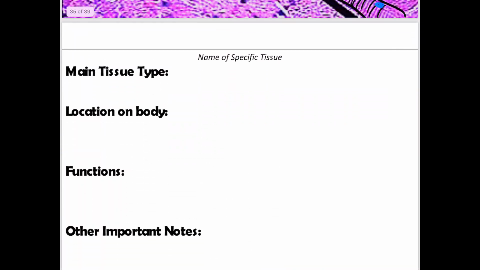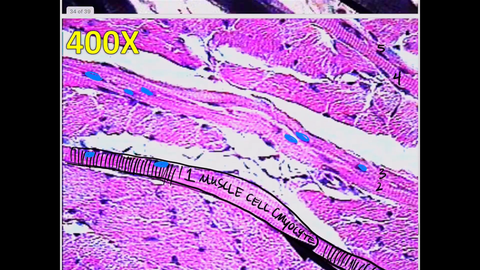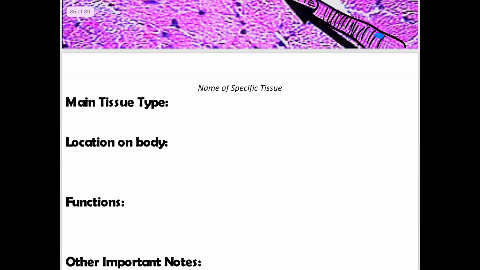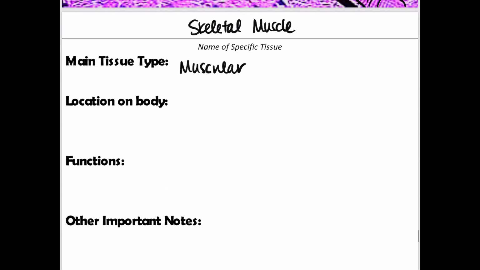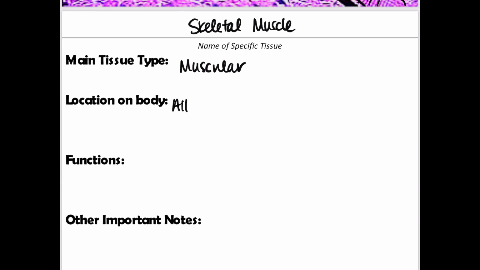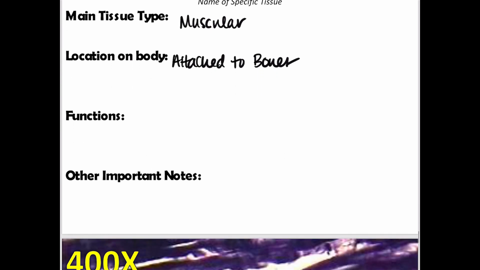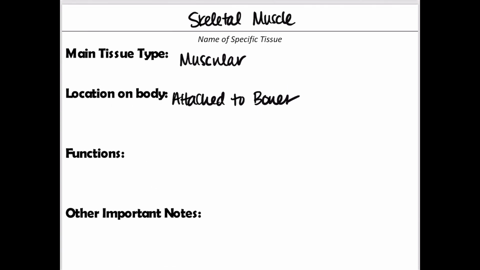All right, so the specific tissue type, we're kind of done labeling, actually, believe it or not. The specific tissue type is skeletal muscle. Obviously, the main tissue type is muscular. And its location on the body is attached to bones. That's what gives it its name. The rest of the muscle tissues are not attached to your bones. They don't move your bones. Functions, obviously, to move the skeleton, which I just said.